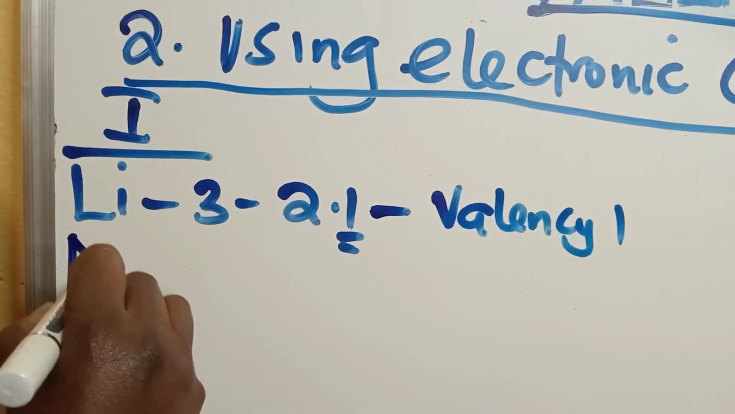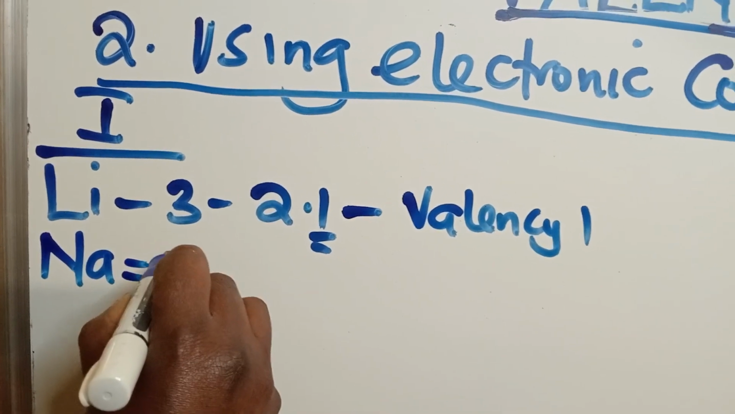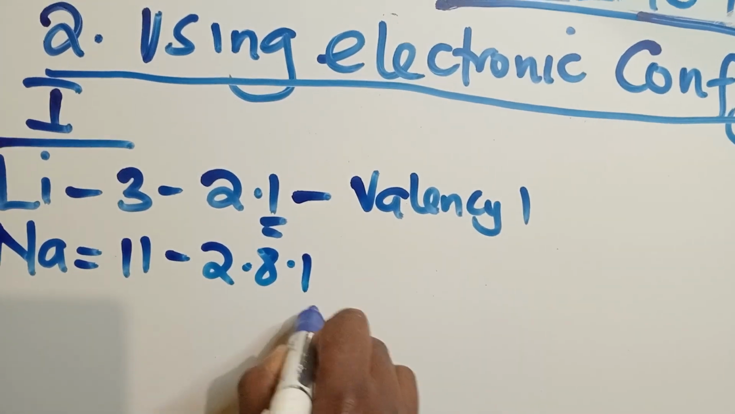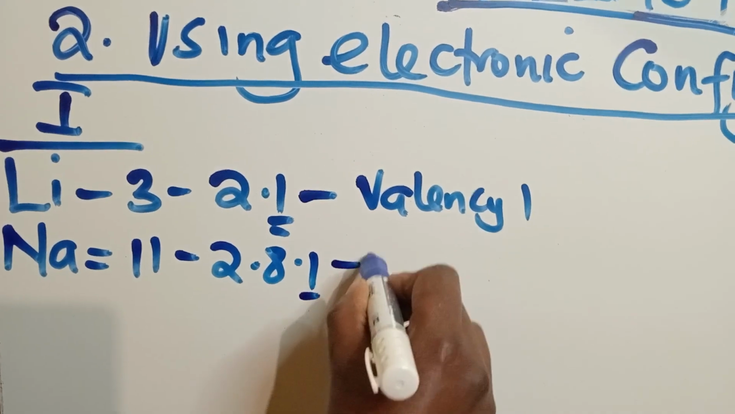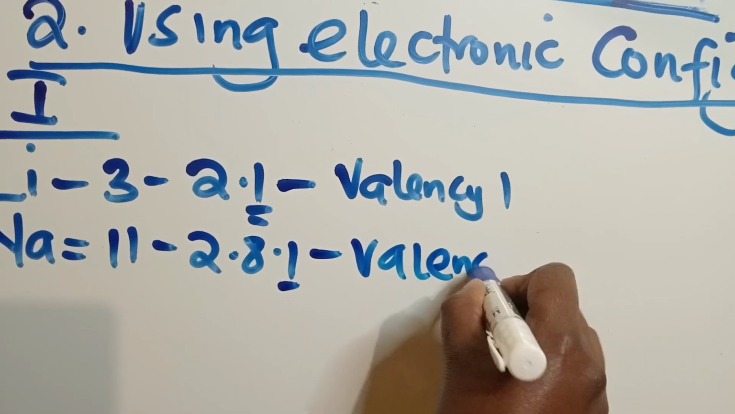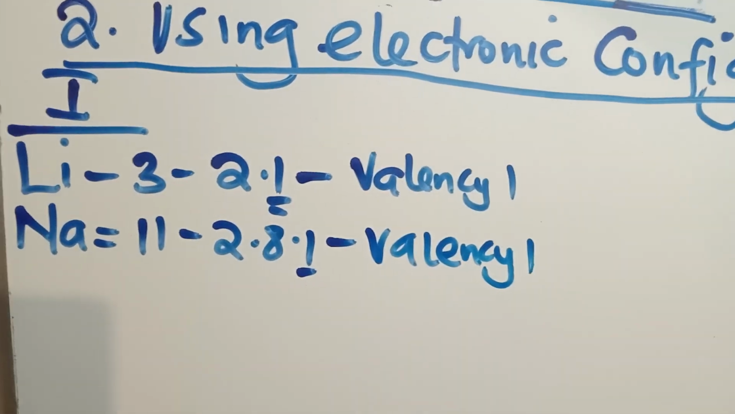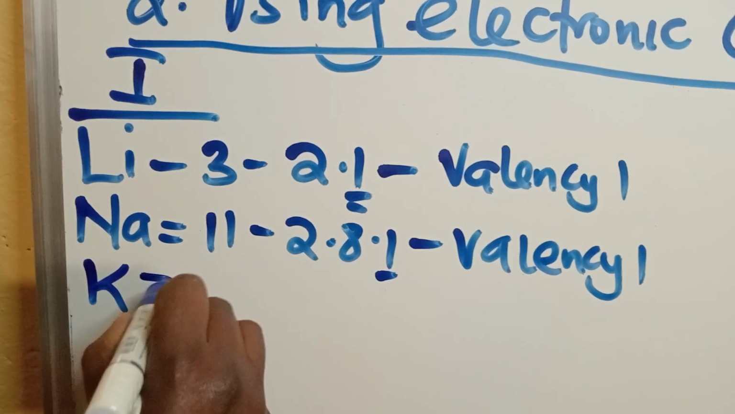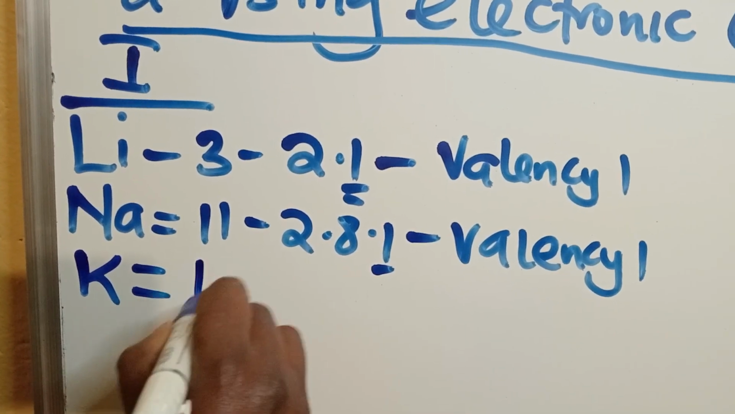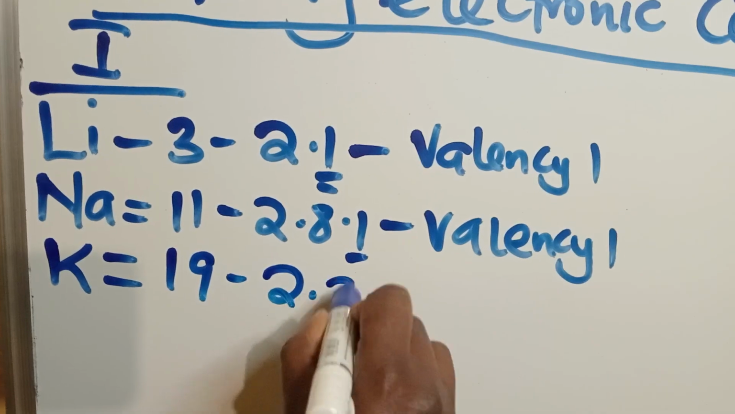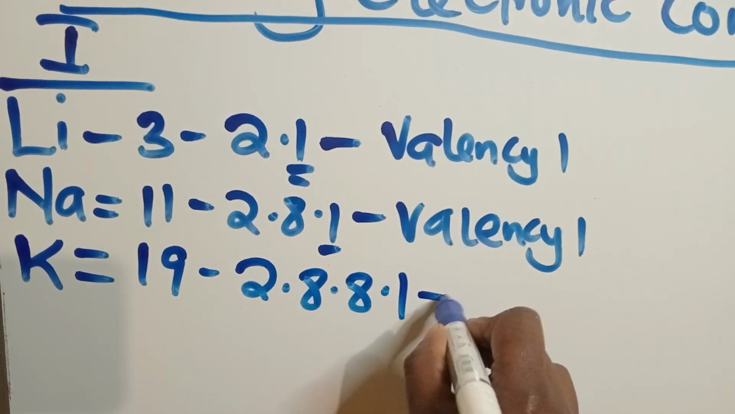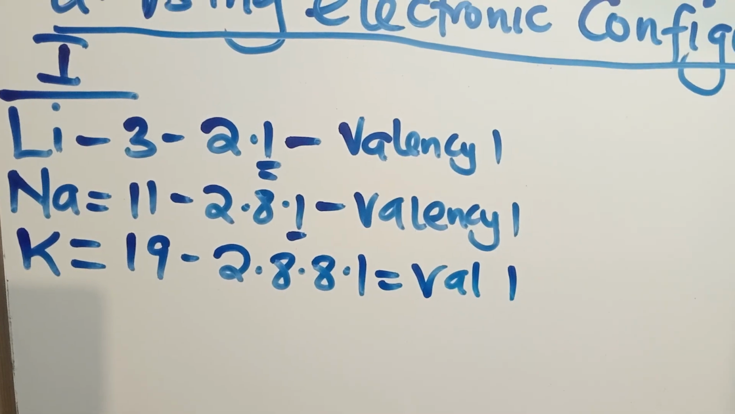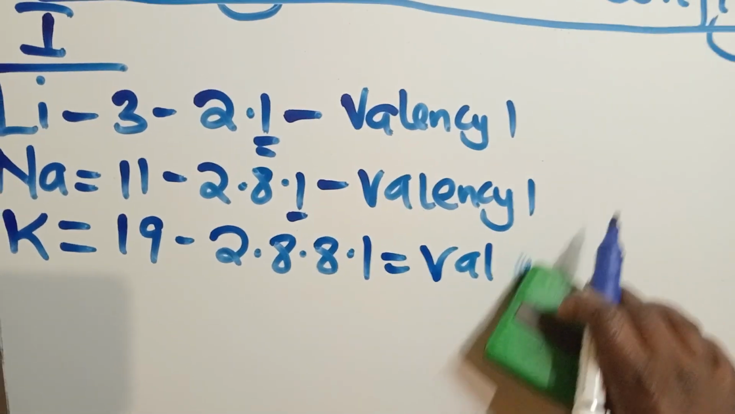We go to sodium, atomic number 11, 2.8.1 is the electronic arrangement. Again, it will be losing 1 electron, so valency 1. Next is potassium, atomic number 19, 2.8.8.1, again valency 1. Let me write the word valency in full.